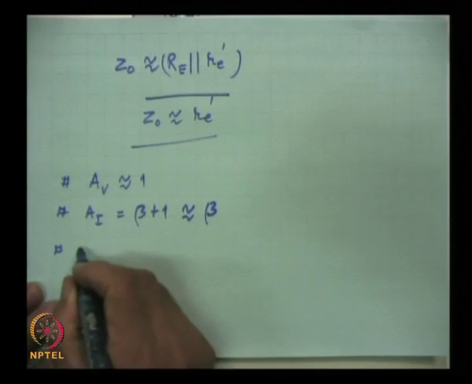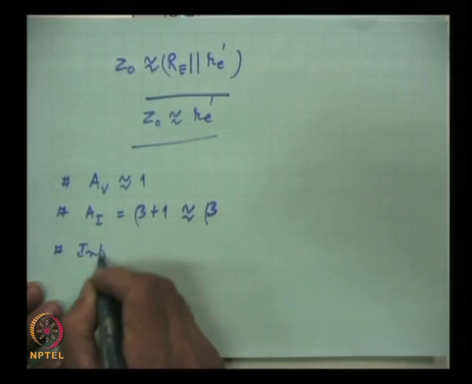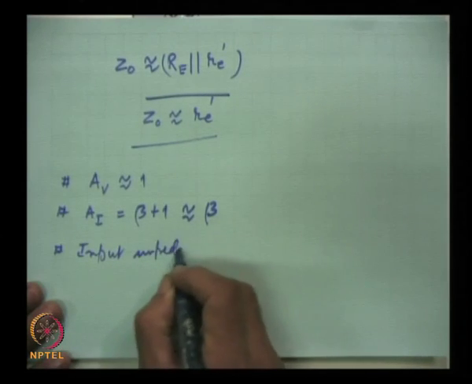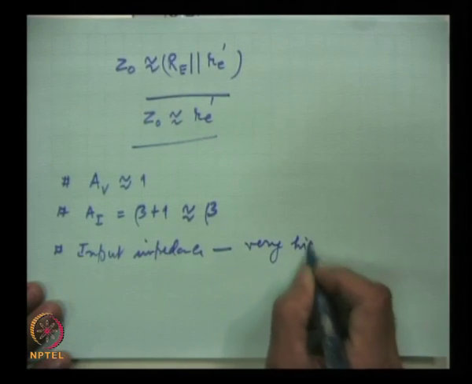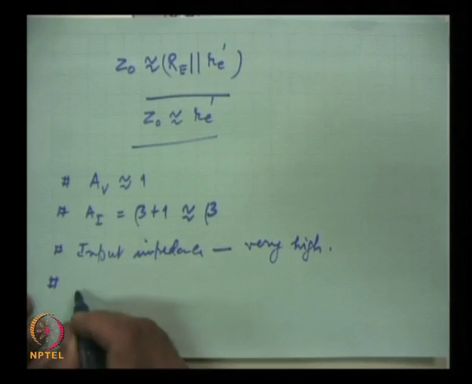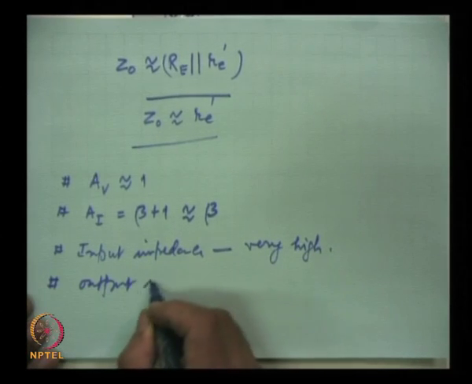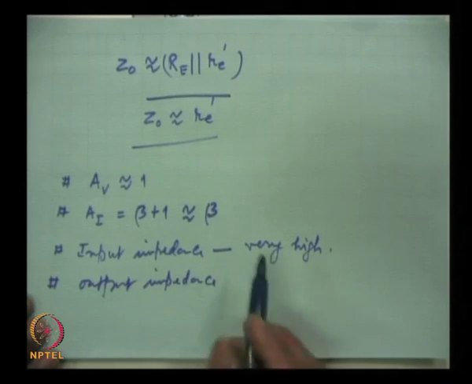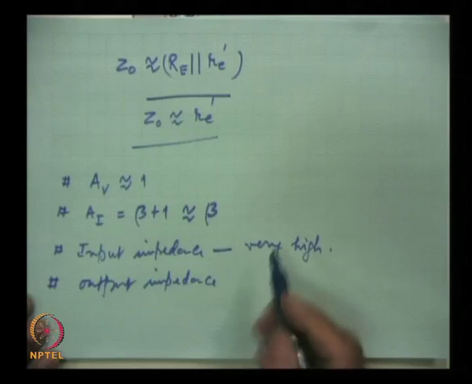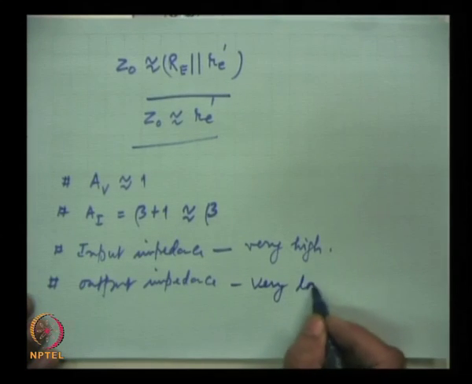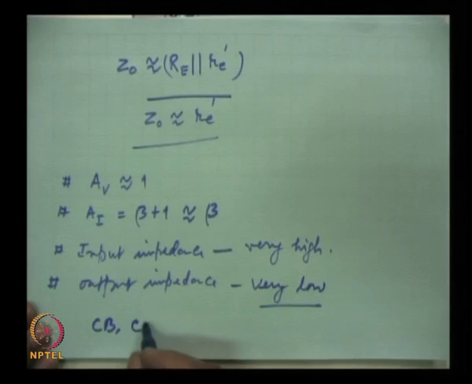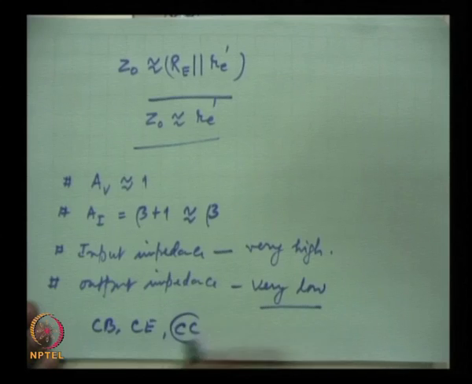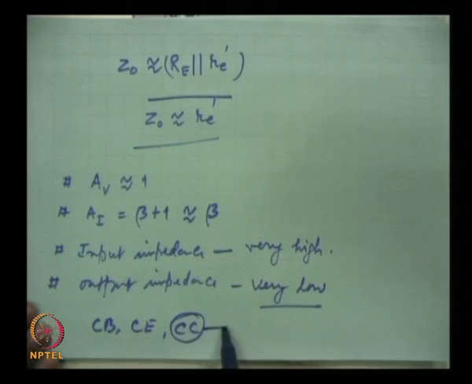Input impedance is also very high, and output impedance is very low. In fact, out of the 3 configurations, common base, common emitter and common collector, which is under discussion at the moment, emitter follower has the lowest impedance.